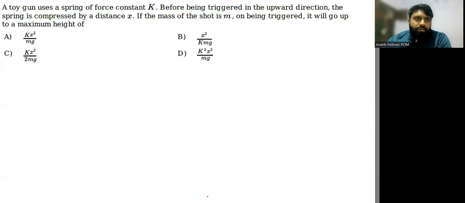Now, the next question is that a toy gun uses a spring of force constant capital P. Before being triggered in the upward direction, the spring is compressed by a distance x. If the mass of the shot is m, on being triggered, it will go up to a maximum height of. So this is a question from work, energy and power.